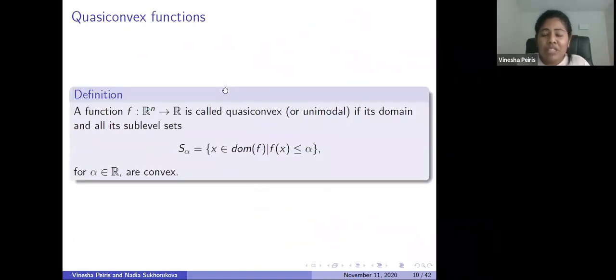So quasi-convex functions are an even more general type of functions than convex functions. There are different equivalent definitions on how to define a quasi-convex function. We say that a function is quasi-convex if its domain and all its sublevel sets are convex sets. For example, in the univariate case, any monotonic function is quasi-convex. So basically logarithmic function, exponential function, they are quasi-convex functions.